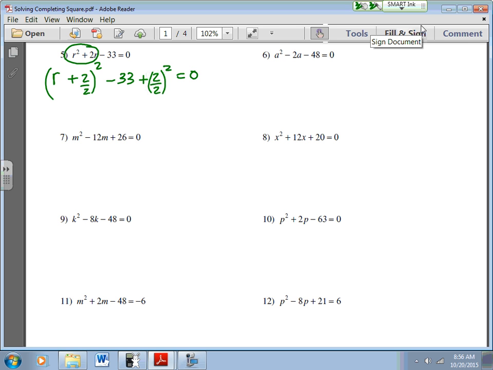And in those two, do you guys realize that the b value is 2? 2 divided by 2 is going to give you just r plus 1 squared. Negative 33 plus 2 divided by 2 is 1. 1 squared is 1, okay? And that's going to be a negative 32.